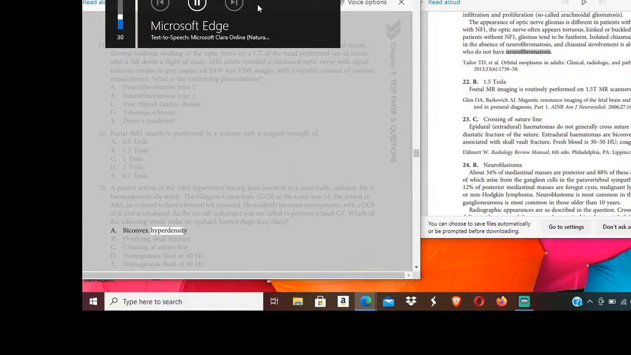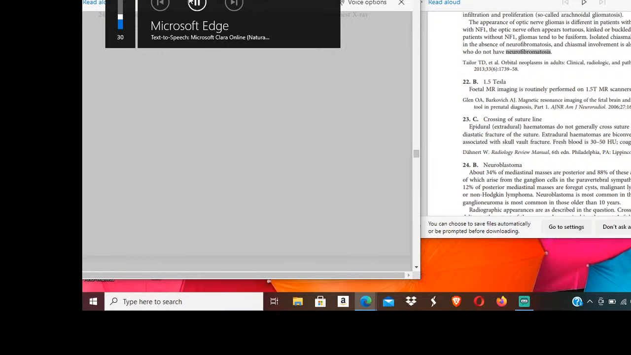A. Biconvex hyperdensity. B. Overlying skull fracture. C. Crossing of suture line. D. Homogeneous fluid of 50 Hu. E. Homogeneous fluid of 80 Hu. 24. A 12-month-old presents with loss of appetite.